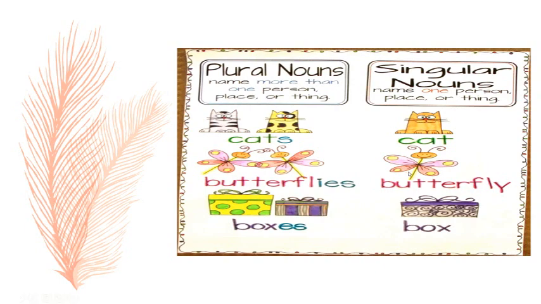Similarly, butterfly is a singular noun. And plural noun is butterflies. Box is a singular noun. And boxes, plural noun. Alright? Now, if you just pay attention, when we change a singular noun to a plural noun, sometimes we are adding only S, like in the word cats. Sometimes we are adding the letters IES, like butterfly changes to butterflies. Sometimes we are adding the letters ES, like box, singular noun, changes to the word boxes, which is a plural noun. So we'll revise all that today in our topic.